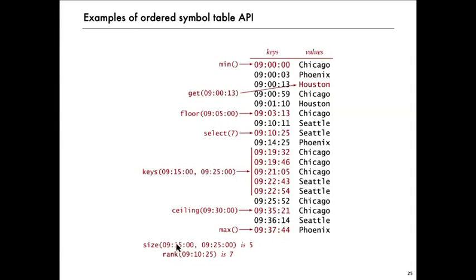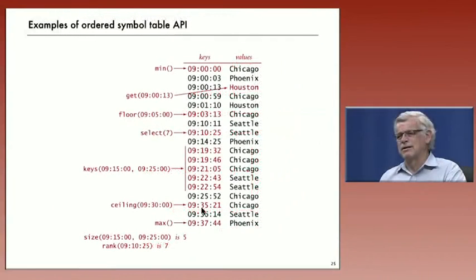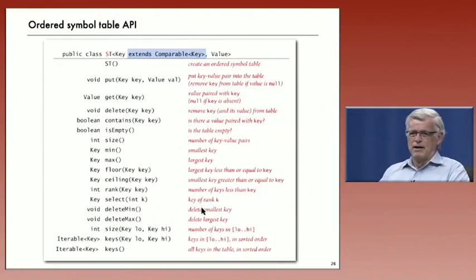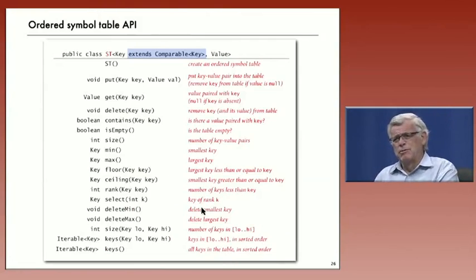Then see how many things happen between 9:15 and 9:25. And how many calls were there before 9:10:25. So you can see that all of these operations are quite natural when we have the table in sorted order, and that's what we have for our binary search implementation. So we can implement these efficiently, and they are convenient and useful for the clients. So typically for ordered symbol tables, when keys are comparable, we'll provide a much wider interface. It's very useful for many clients.